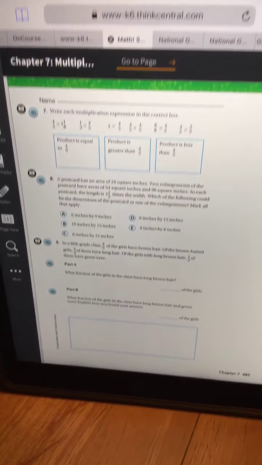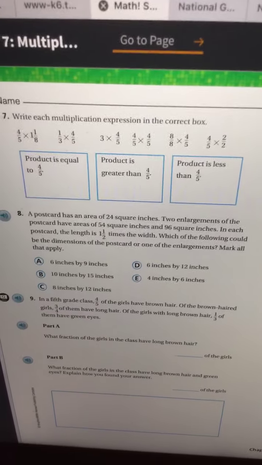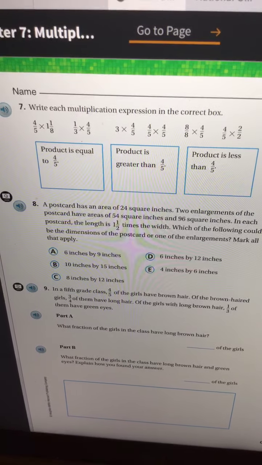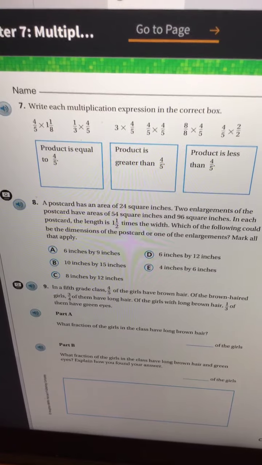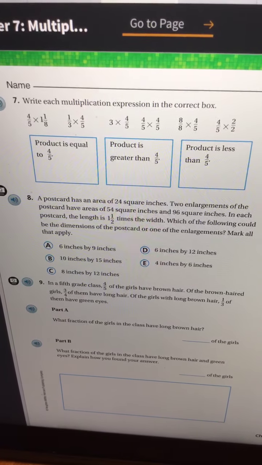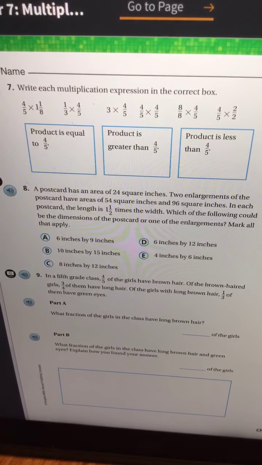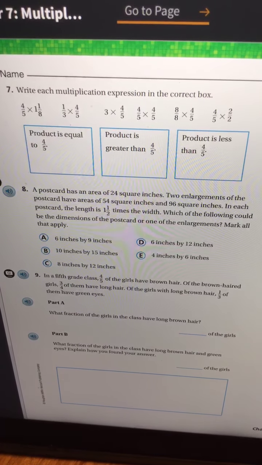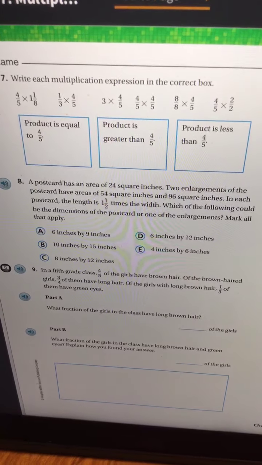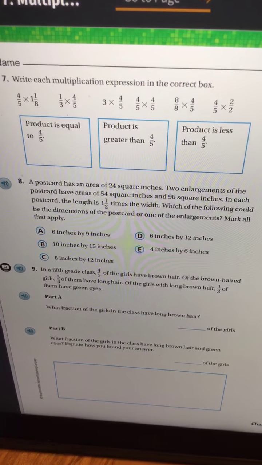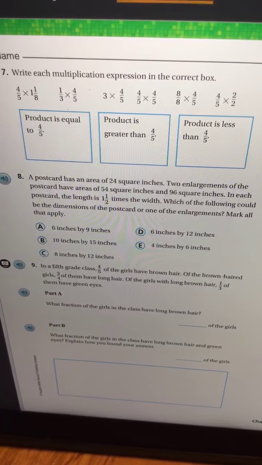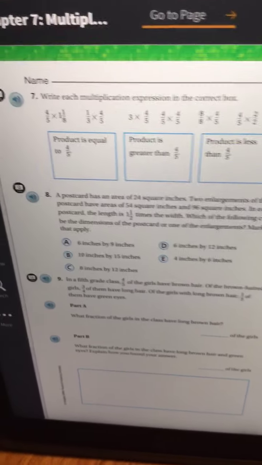All right, so number 7, this one here looks hard, but we're going to make it nice and easy. So write each multiplication expression in the correct box. We're going to do this without doing any work. We want to find whether the product, and we know that means multiply, the product is equal to 4/5, whether it's greater than 4/5, or whether it's less than 4/5. So equal, greater, or less than. And it's always being compared to 4/5.